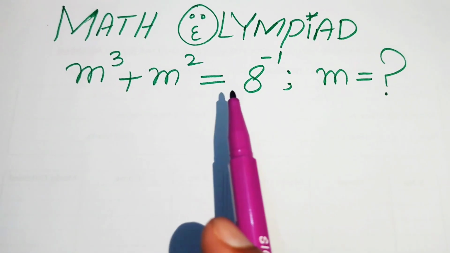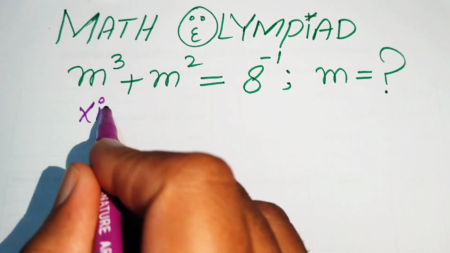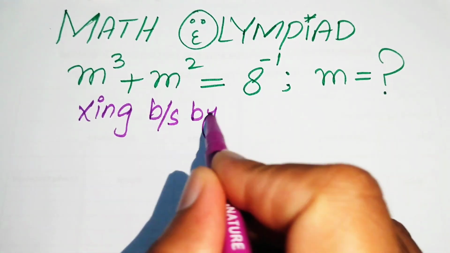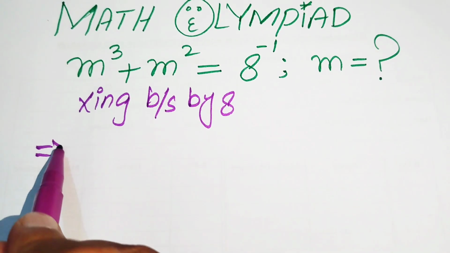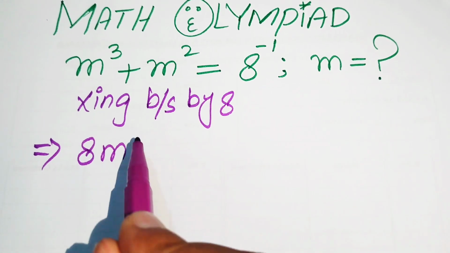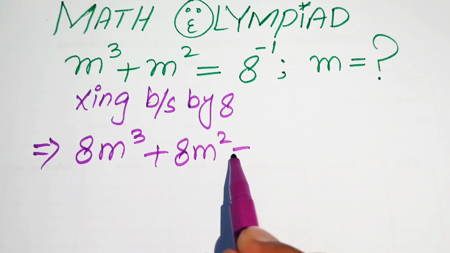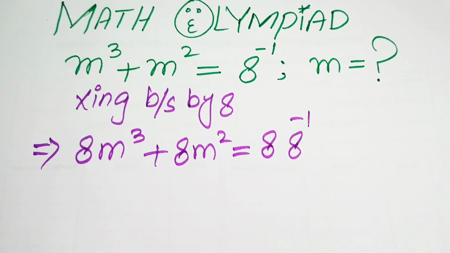We solve this problem for the values of m. Here, first we eliminate this negative exponent by multiplying both sides by 8. When you multiply both sides by 8, it is written as 8 times m cubed plus 8 times m squared equals 8 times 8 inverse.